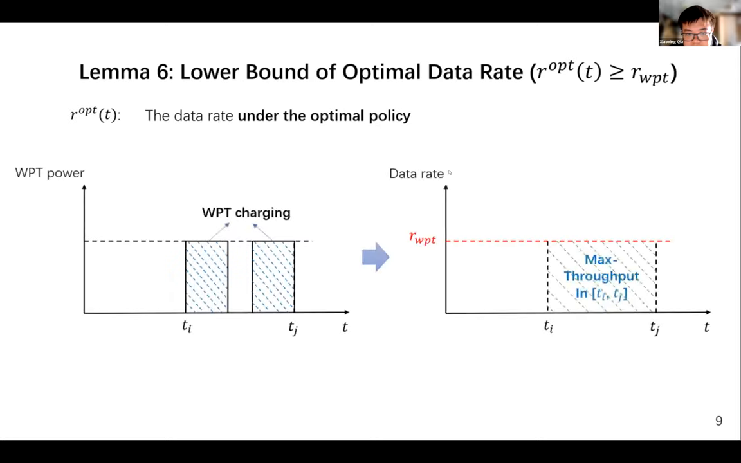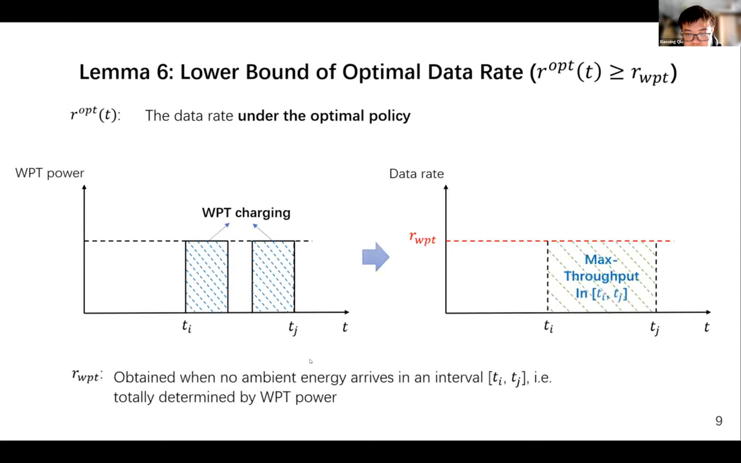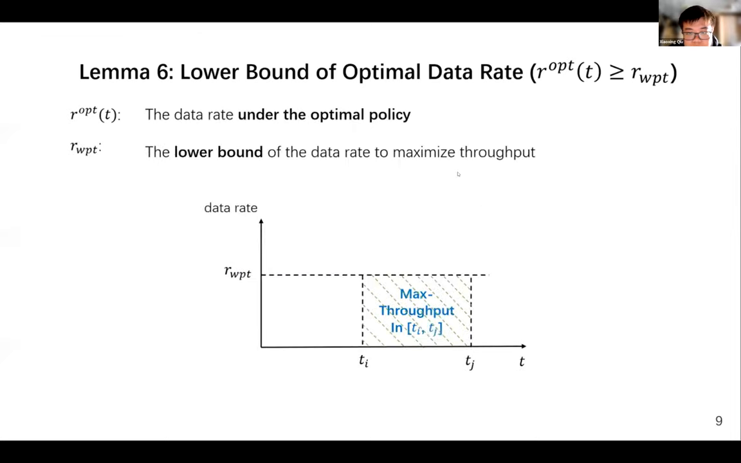And R_WPT is the data rate which can be obtained by assuming no ambient energy arrives in any interval T_I to T_J. In other words, R_WPT is totally determined by the WPT power. Lemma 6 proves that R_WPT is the lower bound of the data rate to maximize the data throughput, as the worst case is that no ambient energy is harvested.